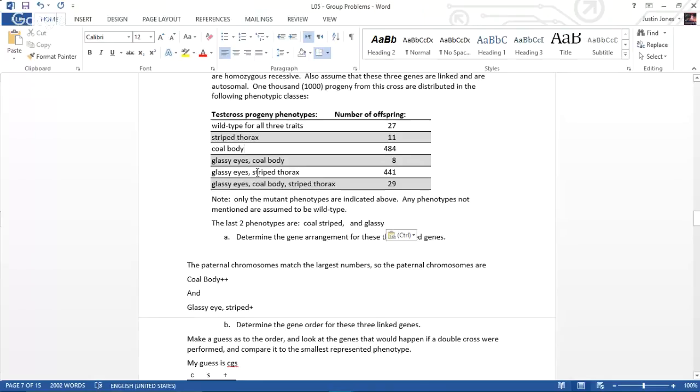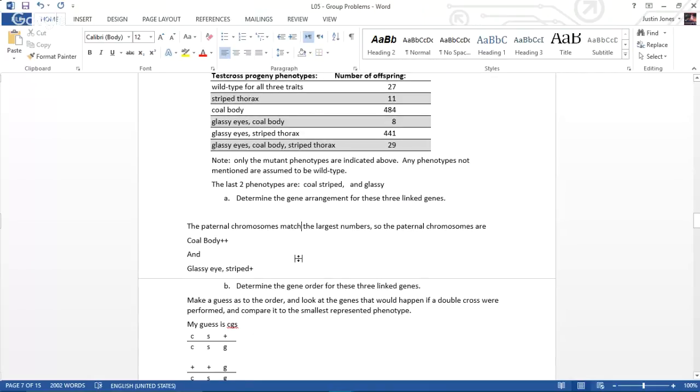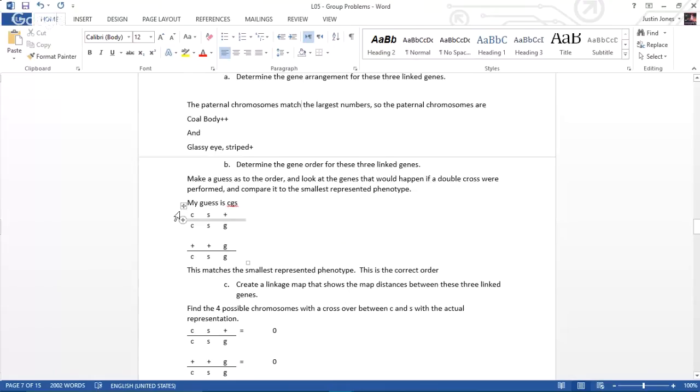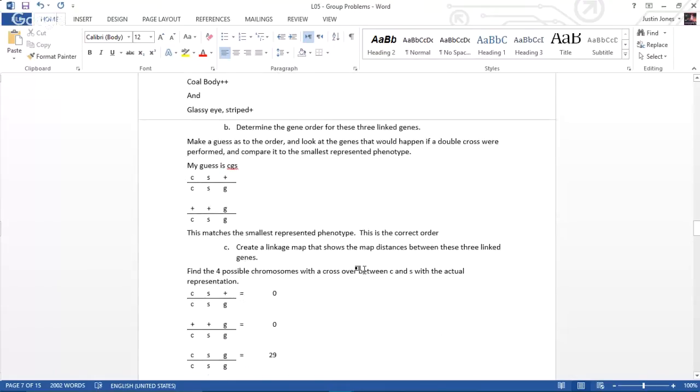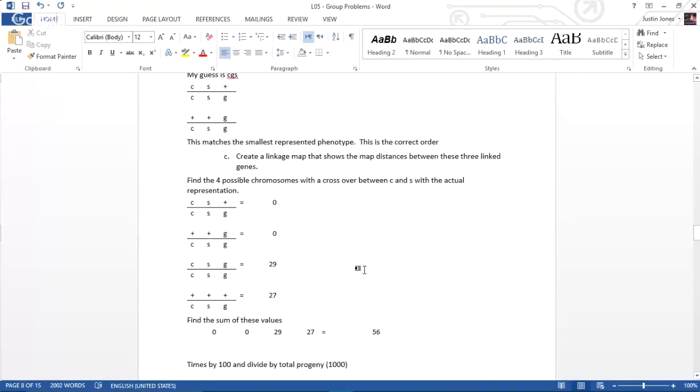Let's check this other one in the stripe. So glassy is right. There is a wild type. But then striped is here, but not there. So we're going to know that striped is in the middle. And that's just basically what I did there. There's that and the opposite one, and those do match the smallest ones. So that is correct.